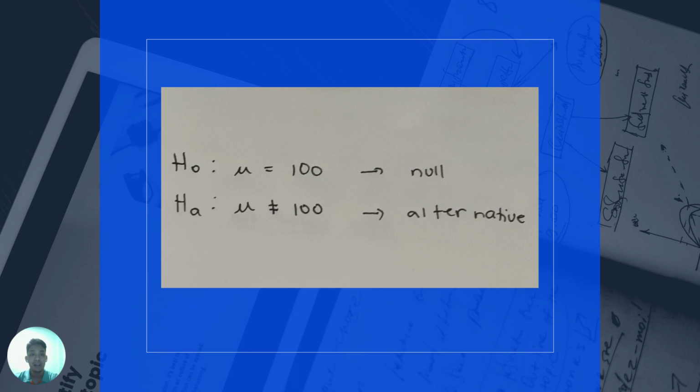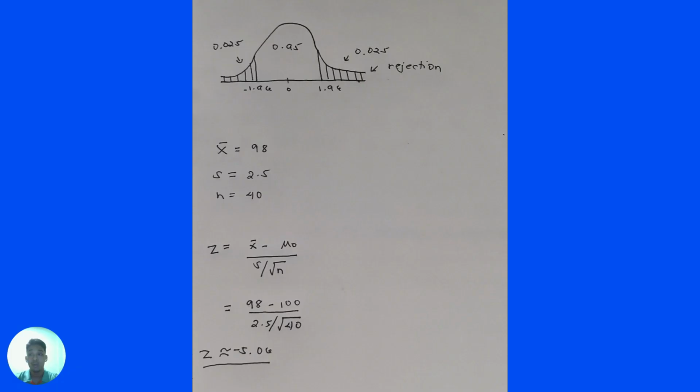In the problem, our null hypothesis is that the mean is equal to 100 and our alternative hypothesis is that it is not equal to 100. Next, we determine what type of test we are going to do, whether one-tailed or two-tailed. Since our alternative hypothesis is not equal to 100, our value could be more than 100 or less than 100. So we are going to use a two-tailed test.